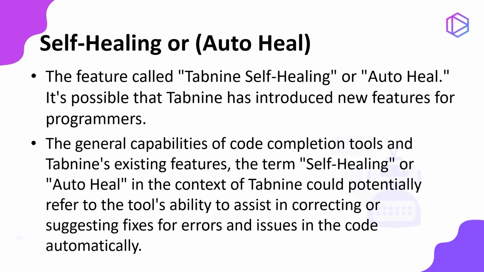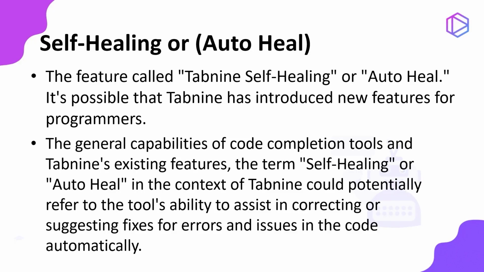The artificial intelligence technique means the code suggestions we have seen in our previous lectures, and it's also going to predict what the user or programmer is entering in the code IDE. So the general capabilities of code completion tools and Tabnine's existing features are already possibly inside. And the term self-healing or auto-heal in the context of Tabnine could potentially refer to the tool's ability to assist in correcting or suggesting fixes for errors and issues in the code automatically.